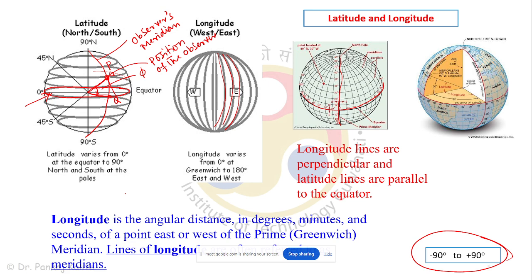The latitude and longitude basically give the relationship between the observer on the earth and the earth. What is the position of the observer on the earth? That is given by the latitude and longitude. As we all know, latitudes are lines parallel to the equator, and longitudes are lines perpendicular to the equator, right? So latitude goes from east to west, and longitude goes from north to south, right?